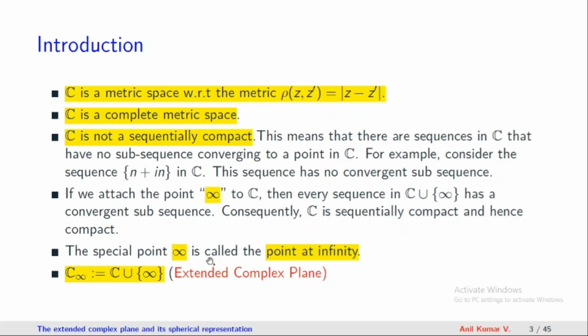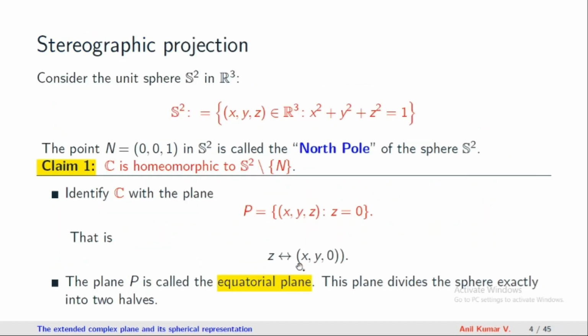The special point infinity is called the point at infinity, and the set C union infinity is denoted by C infinity, and this set is called the extended complex plane. In order to represent the extended complex number system geometrically, we need the concept of stereographic projection.